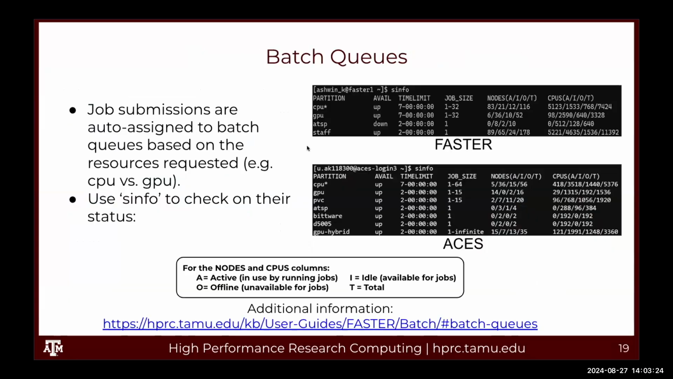Moving ahead, the job submissions are auto-assigned to batch queues based on resources requested. Since a lot of users are on our clusters, sometimes it might take some time for your job to get assigned. It might be waiting there in the queue, so do not worry about it. Your job will get executed. For more information on how you can submit batch jobs, you can go to this web page and get more information.